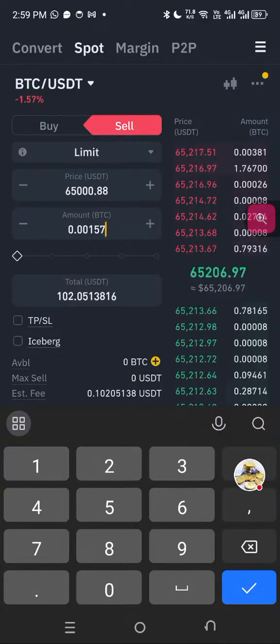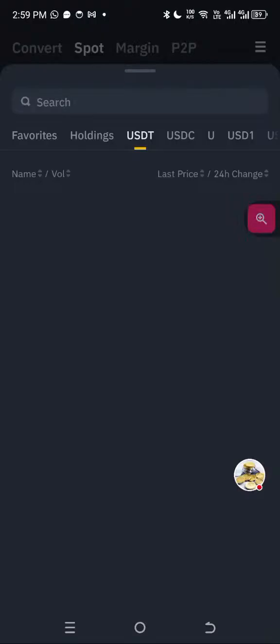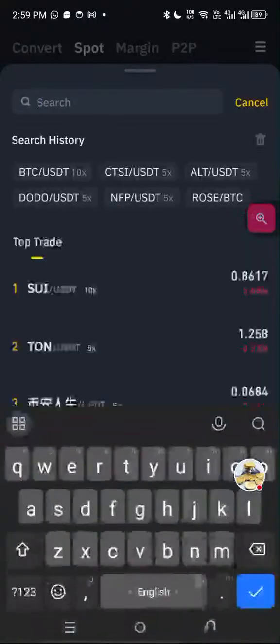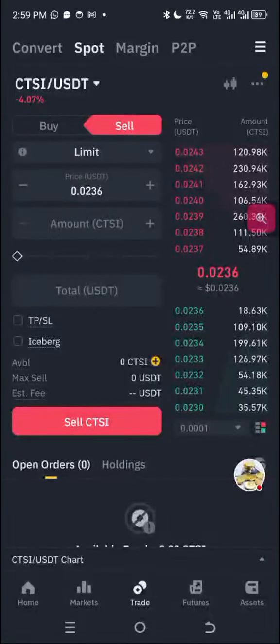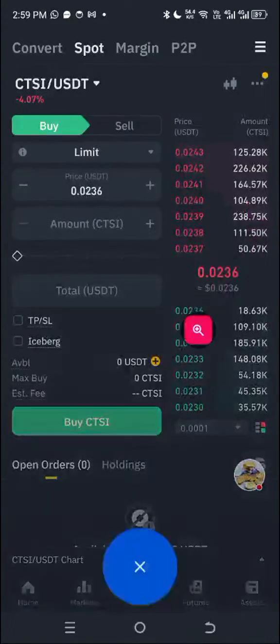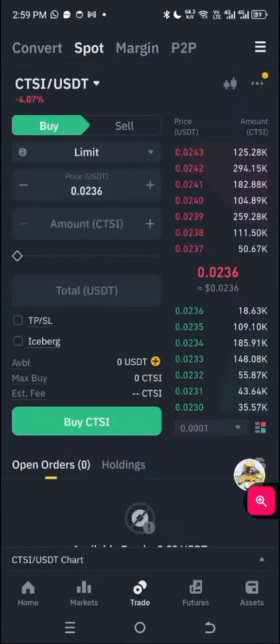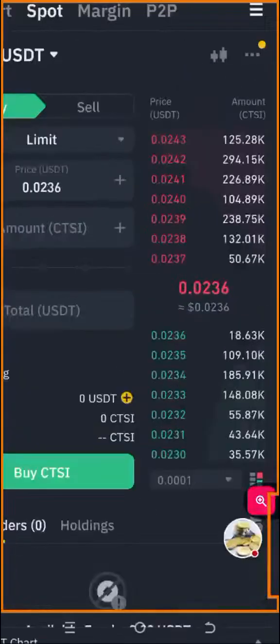Okay, so this time around, I'm going back to my CTSI, but this time I am picking the higher price. Remember, for your trade to execute quickly, you want to quickly process the first leg, so you need to choose the higher price. When I mean the higher price, this is what I mean.